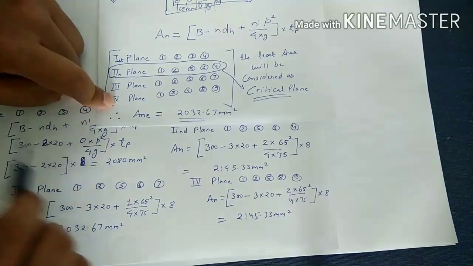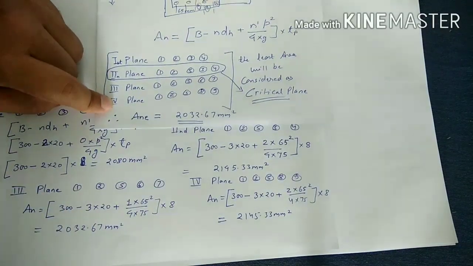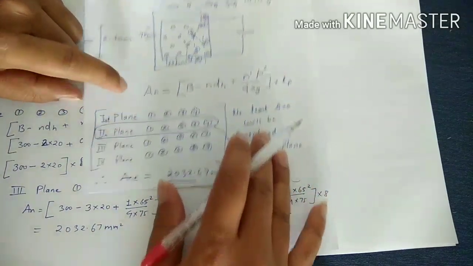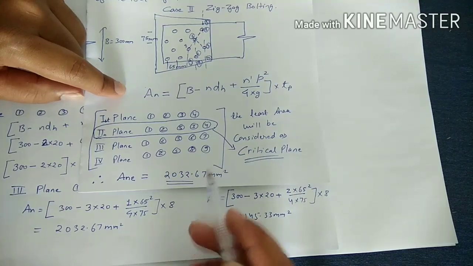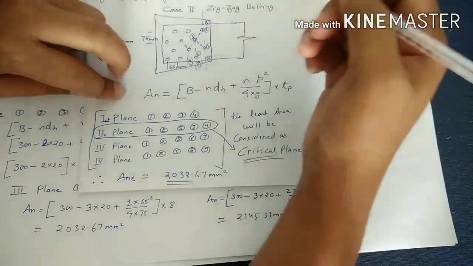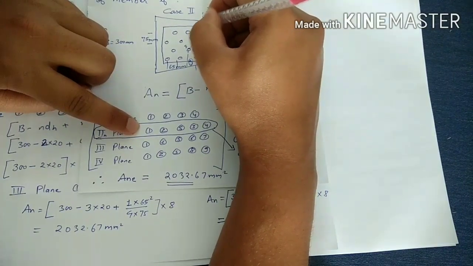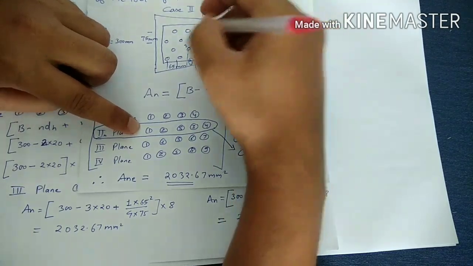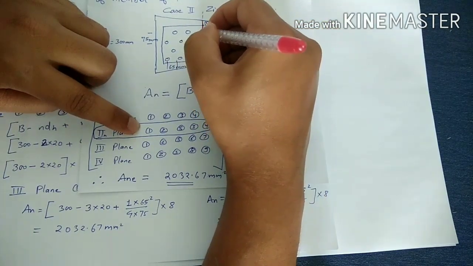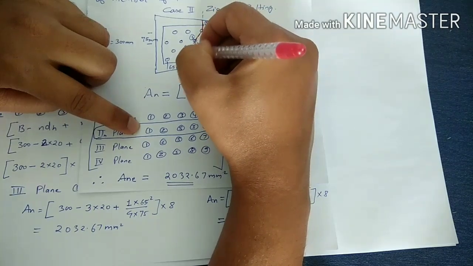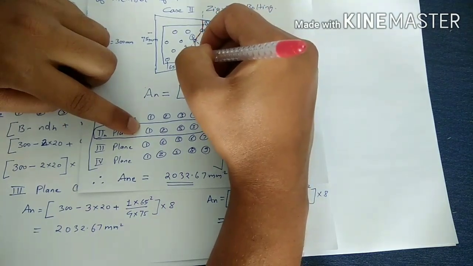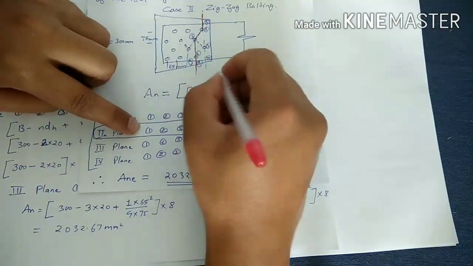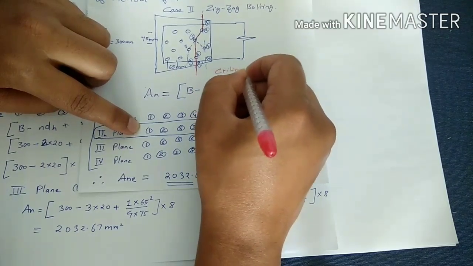At last, if this question comes in your exam, you have to show this critical plane with a different color or you can use a pencil. It will start from 1, then go to 2, then 5, then go directly to 6 and pass through 7. So this plane will be the critical plane.